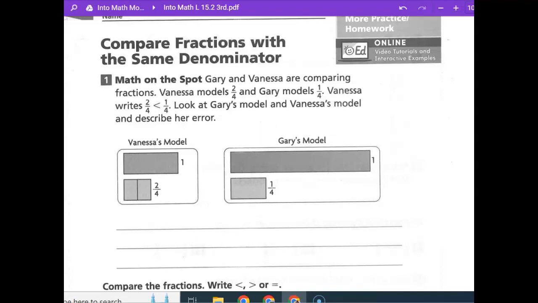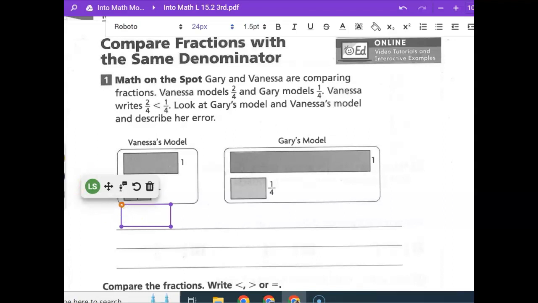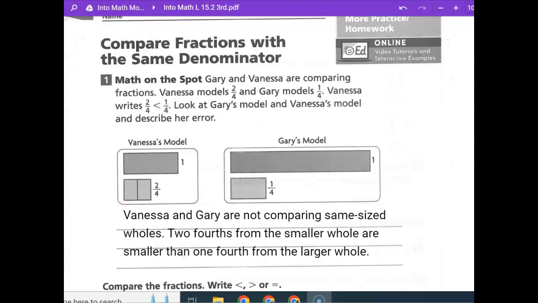Well, first, let's look at their whole. Are Vanessa and Gary's wholes the same up here? No, Vanessa's is smaller. So you can't compare like that if you're not comparing the same sizes. So you have to compare the same sizes. All right, so Vanessa and Gary are not comparing same sized wholes. So these are the wholes. And you can see Vanessa's is much smaller than Gary's. So 2/4 of the smaller whole is smaller than 1/4 of the larger whole.